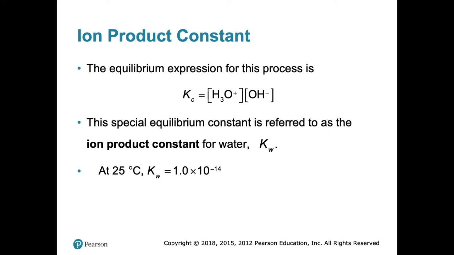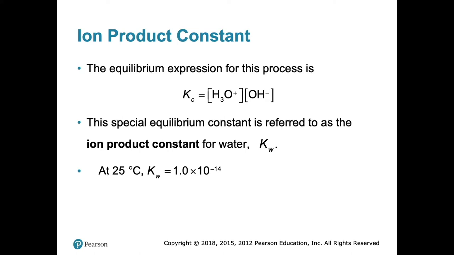Okay, so we have this thing here that you should recognize. It's called the Kc, or the equilibrium expression, right? And so for the process of water doing its autoionization, it's going to be the concentration of hydronium times the concentration of hydroxide, right? That was really loud in my ear just now. Just got an email. Anyway, so the special equilibrium constant is referred to as the Kw of water.